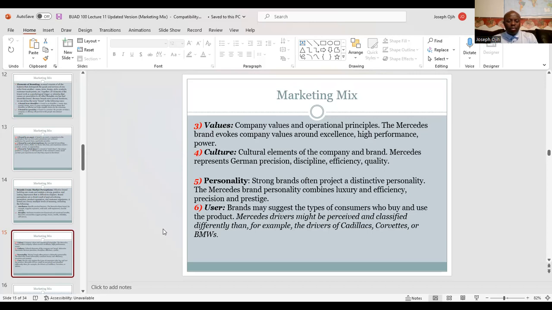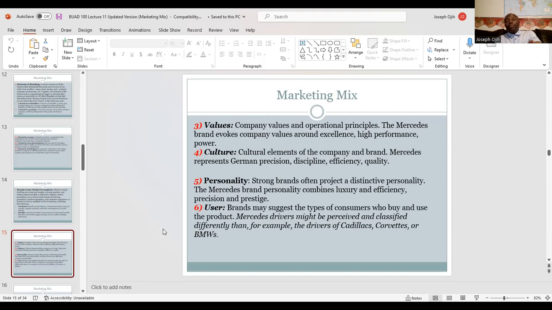In fact, if you watch all the advertisements about different brands on TV, on the internet, in newspapers and magazines, you will not fail to find that a brand may suggest the type of consumers who buy and use the products. So Mercedes drivers might be perceived and classified as different from those who drive a Cadillac, Corvette, or BMW. So these are the images we build into our heads about a particular brand.